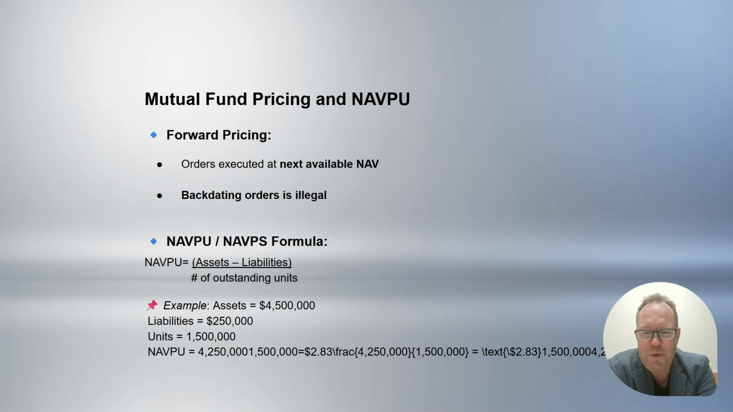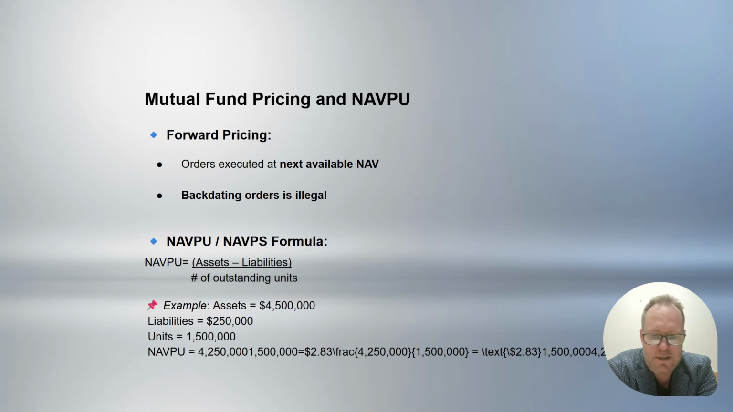How do we calculate what NAV is? It's basically the formula of assets minus liabilities divided by the number of outstanding units. So an example is if you had a mutual fund that held assets worth $4,500,000, that had liabilities of $250,000, and units outstanding of 1,500,000, the calculation would be $4,500,000 minus $250,000, divided by 1,500,000.